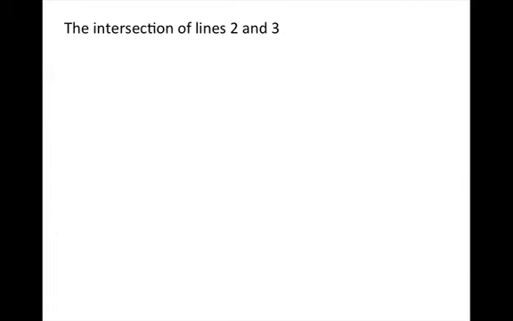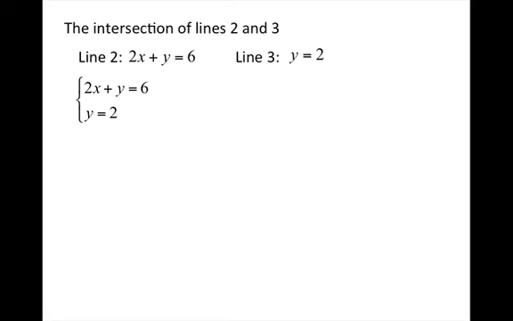Let's look at the intersection of lines 2 and 3. Line 2 was 2x plus y equals 6, and line 3 was y equals 2. So you can think of these as being a system of equations to solve. We normally solve these with the elimination method, but since the second one was a horizontal line, it's already solved for y. I know that y equals 2. Now I just need to find my x.